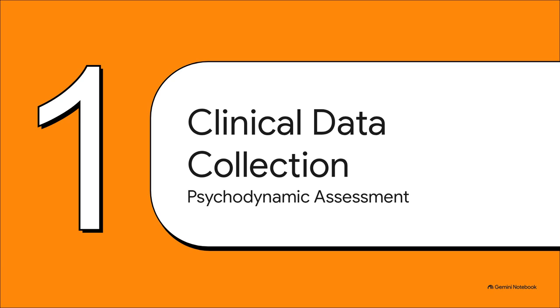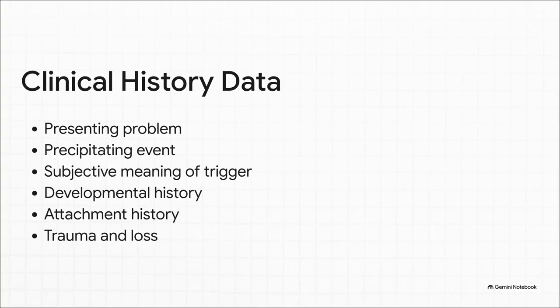Okay, let's dive into this first phase and systematically extract our 18 mandatory data points. We kick things off with foundational clinical history. Now, we all know to look for the presenting problem and the precipitating event, right? But here's the key for dynamic psychiatry. You have to look beyond the facts and ask, what is the subjective meaning of that precipitant to the patient? We also need to map out their developmental history, early attachment patterns, and any history of trauma or loss to really uncover the roots of their current distress.